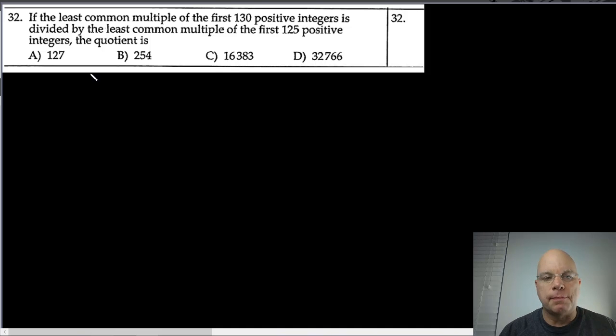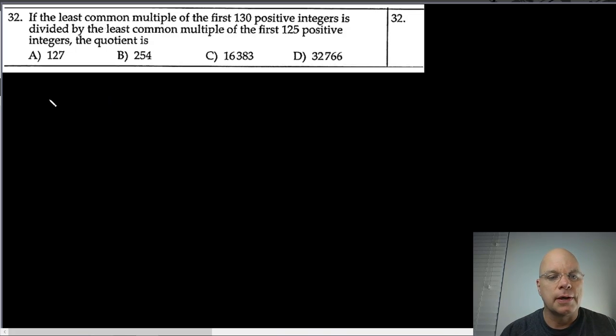Okay, this problem is extremely challenging, so I put it in a category of its own. Problem 32 says if the least common multiple of the first 130 positive integers, so 1, 2, 3, 4, all the way up to 130, is divided by the least common multiple of the first 125 positive integers, the quotient is which of these numbers?